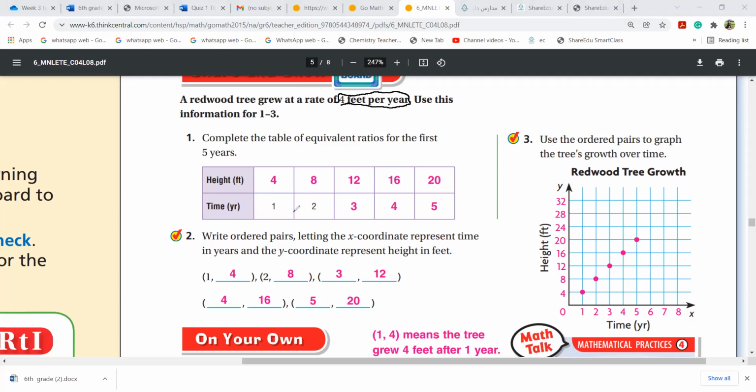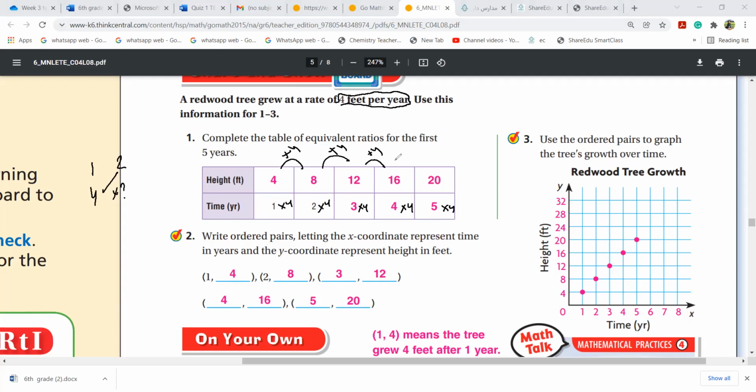If it is proportional, then 2 years is how many feet? If 1 year is 4 feet, 2 years means 4 times 2, 8, right? 1 is 4, 2 is 8, 3 is 12, 4 is 16, 5 is 20. You plus 4 always. If 1 is 4, 2 is 8, 3 is plus 4 again, 12. Either way, you plus 4 always.